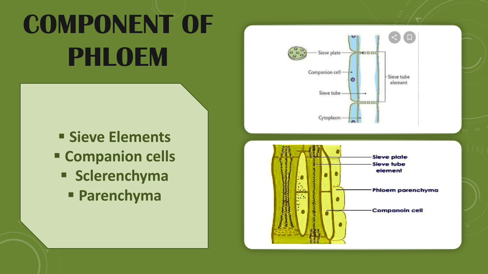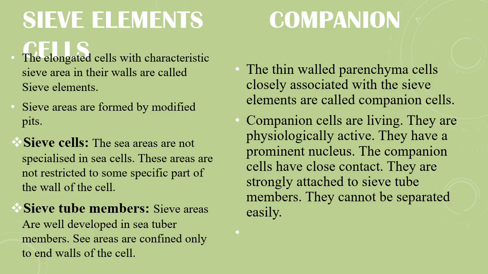Components of phloem. Sieve elements, companion cells, sclerenchyma, and parenchyma are the components of phloem. Sieve elements. They are elongated cells with characteristic sieve areas in their walls. Sieve areas are formed by modified pits. Sieve cells. The sieve areas are not specialized in sieve cells. These areas are not restricted to some specific part of the wall of the cell.